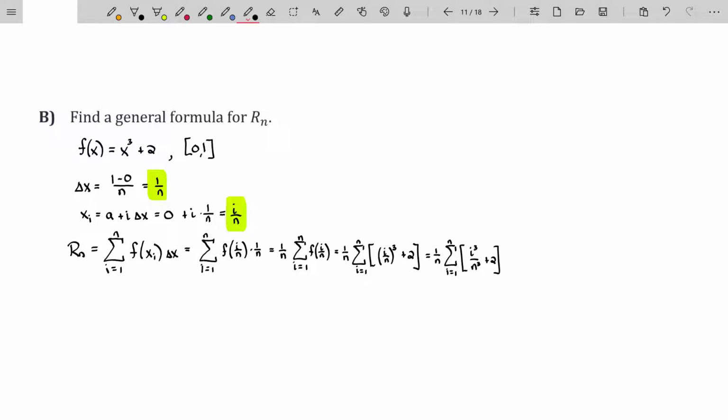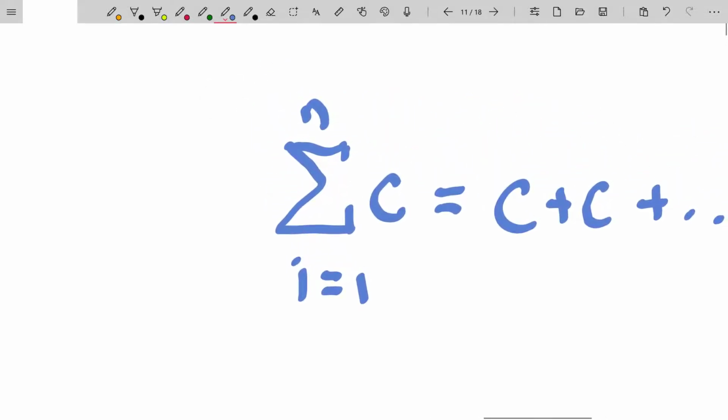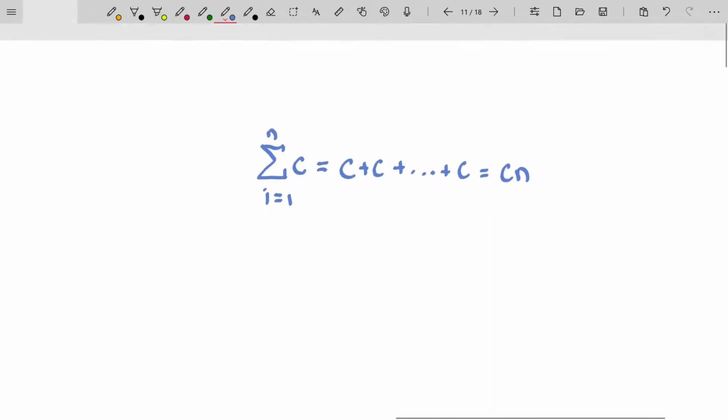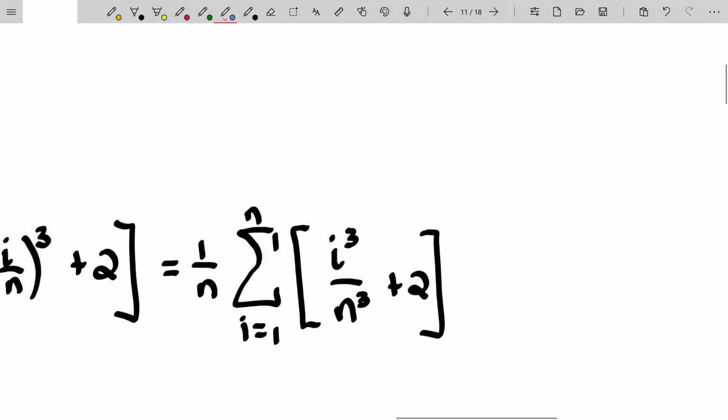So let's talk about the summation formulas and a couple of summation properties. Recall the summation i equals 1 to n of a constant c. If you're adding a constant to itself n times, then that's cn. So the summation of a constant, added to itself n times, is just c times n. That's going to be very helpful when I tell you that we're summing up 2.